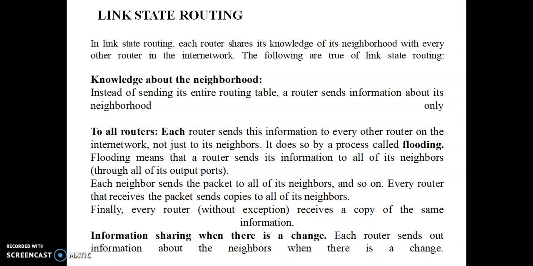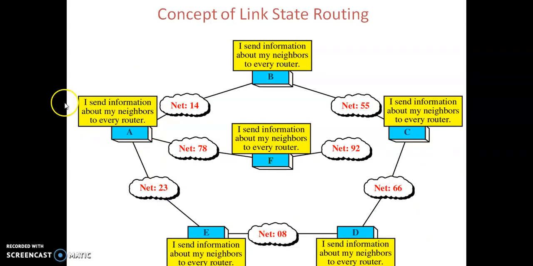Then the information is shared when there is a change. Each router sends out information about its neighbors when there is a change. The concept of link state routing: router A sends information about its neighbors to every router. A sends the information about B, F and E to every other router in the network. In the same way, B, C, D, E and F send the information about their neighbors to all the other routers in the network.